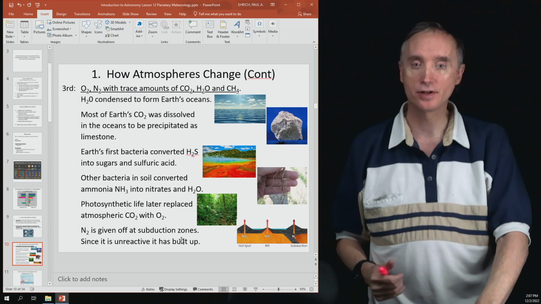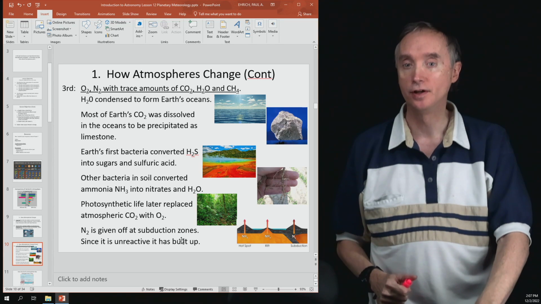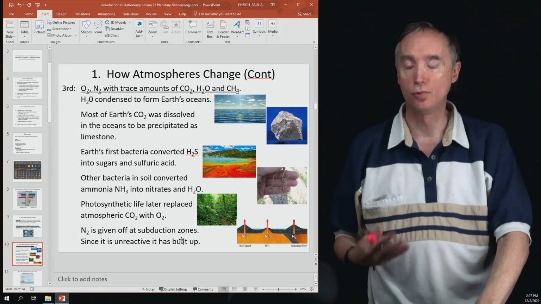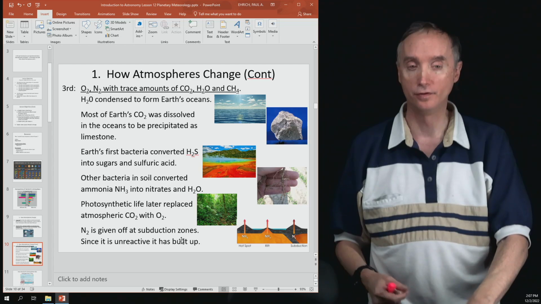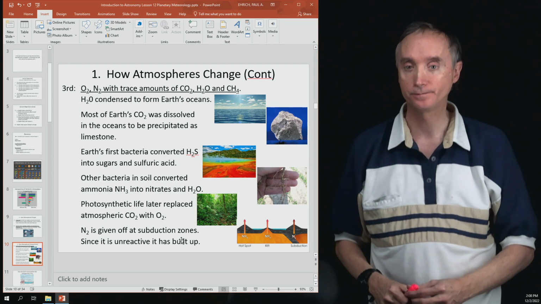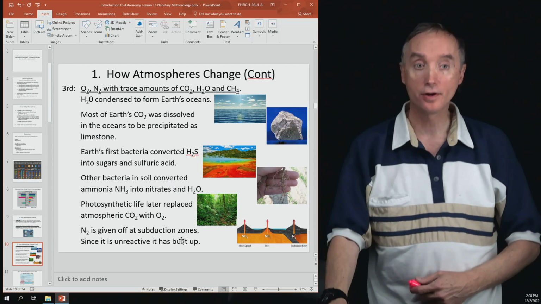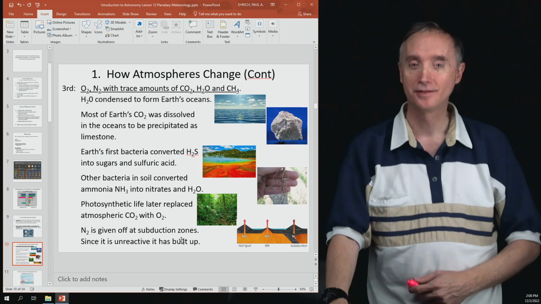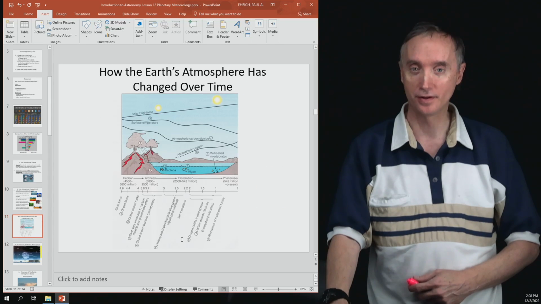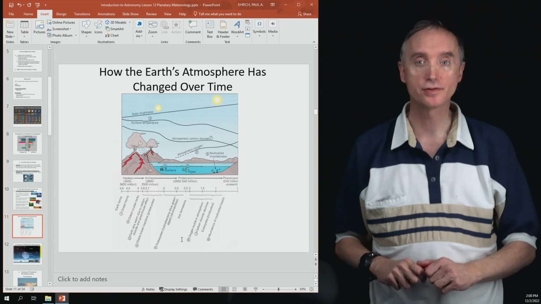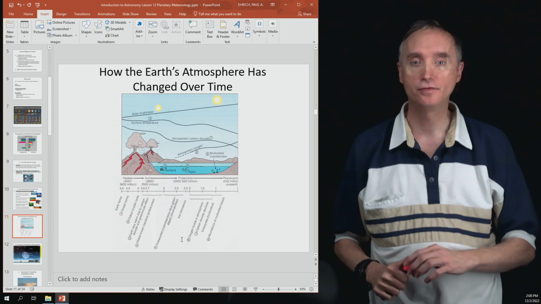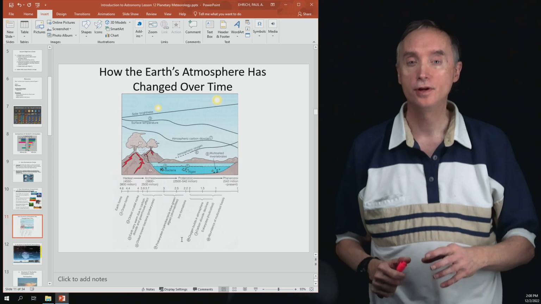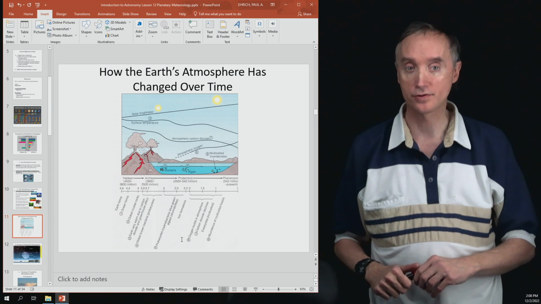And since nitrogen gas is pretty unreactive, it has just gotten more and more and more of it in our atmosphere. Okay, if you are interested in the timeline for all of this, then here it is. So this shows, as a function of time, how the atmosphere of the Earth has changed.